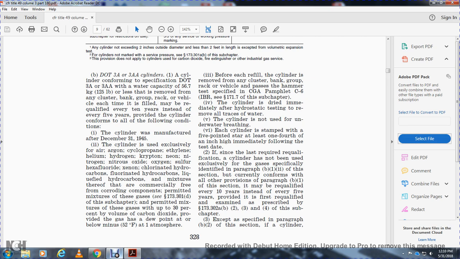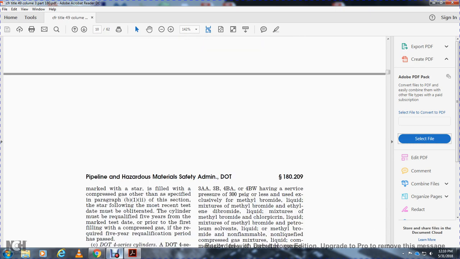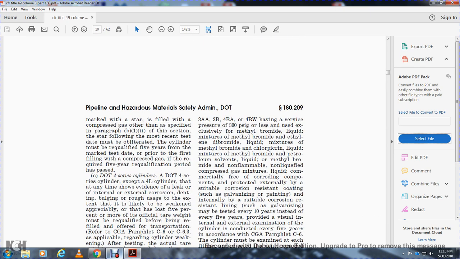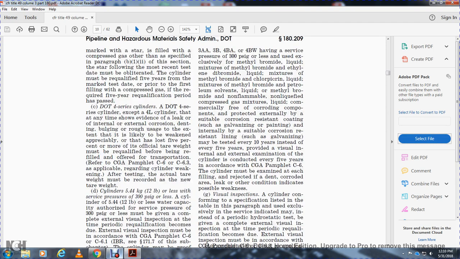Prior to the first requalification examination prescribed in 173.302a(b)(2), (3), and (4) of this subchapter, except as specified in paragraph (b)(2) of this section, the cylinder marked with a star and filled with compressed gas other than specified in paragraph (b)(1)(ii) of this section, the star found with the most recent test date must be obliterated, but the cylinder must be requalified 5 years from the marked test date. However, the first filling with compressed gas is permitted once the required 5-year requalification period has passed.